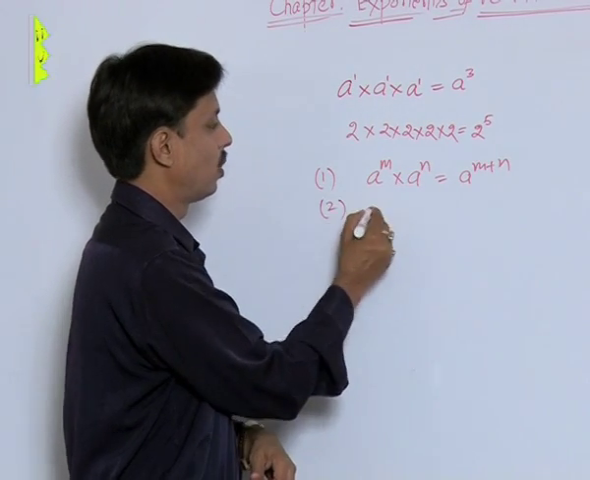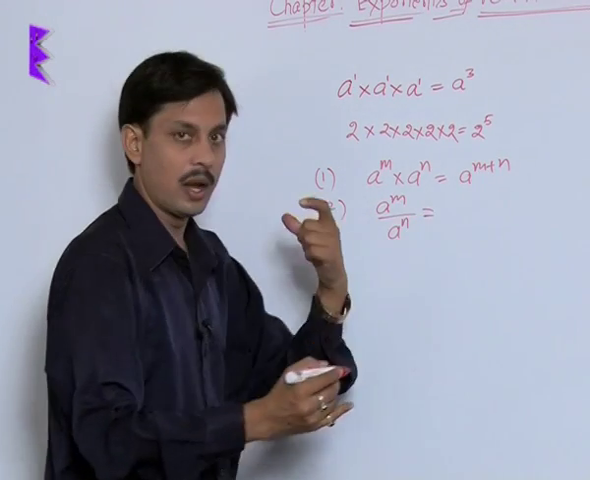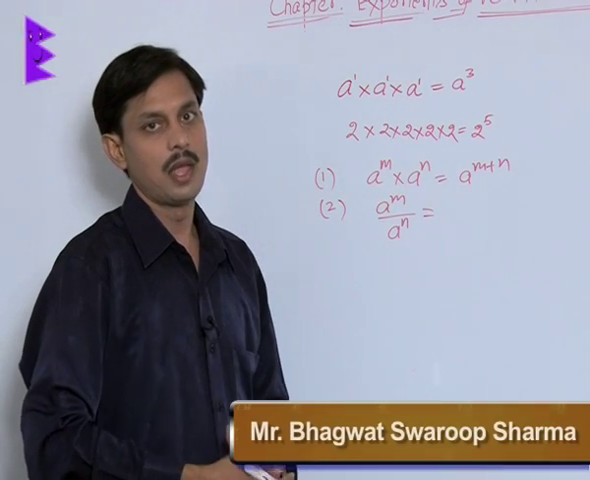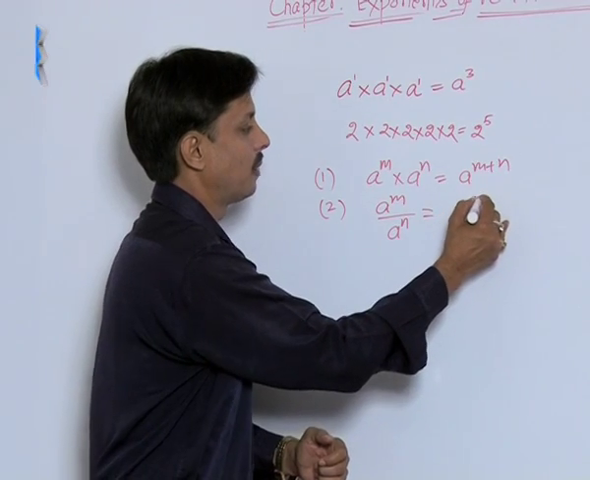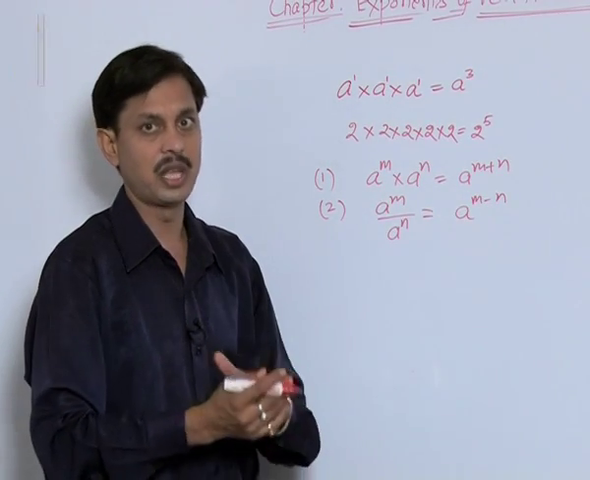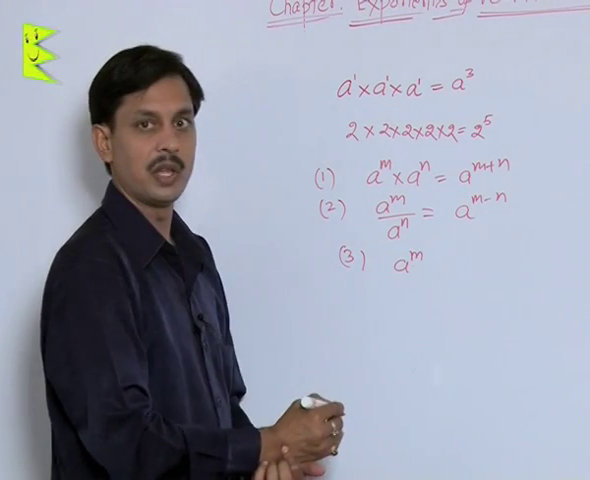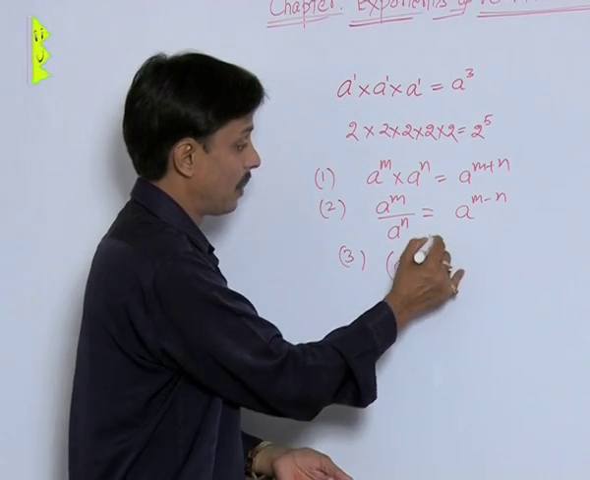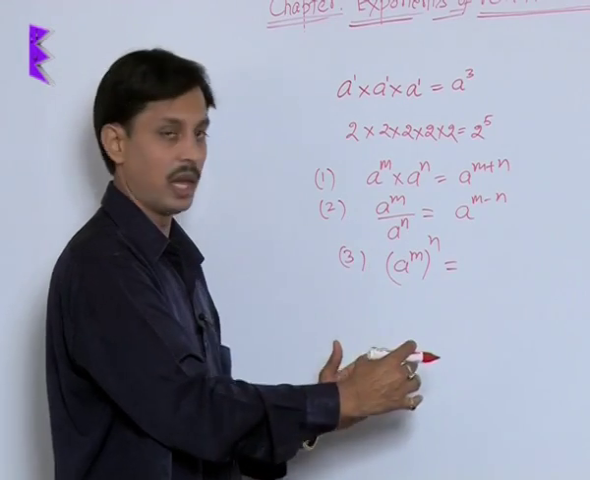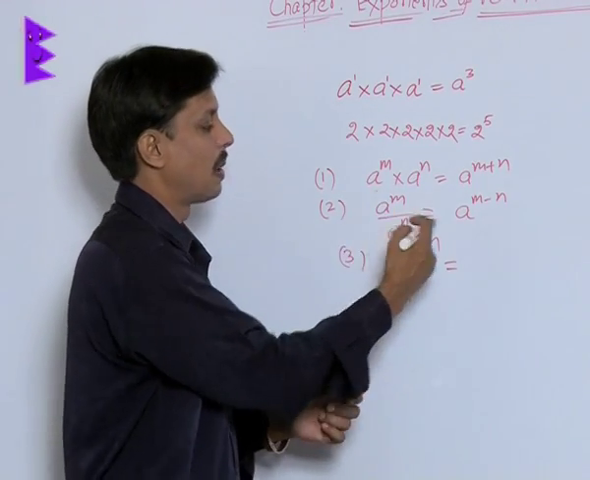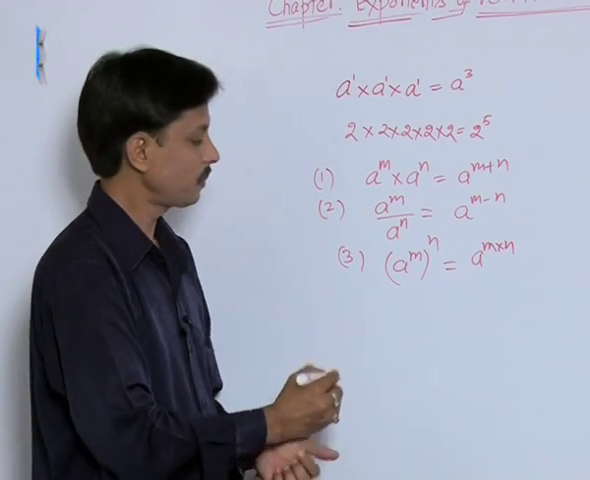Suppose the bases are the same and powers are different and the operation is division. In case of the division operation, the result will be a to the power m minus n. Second. The third is, if the operation is like this, a to the power m, then power n, that is, a to the power m, whole raised to the power n. That is why we say a power raised to a power. This becomes a to the power m into n.